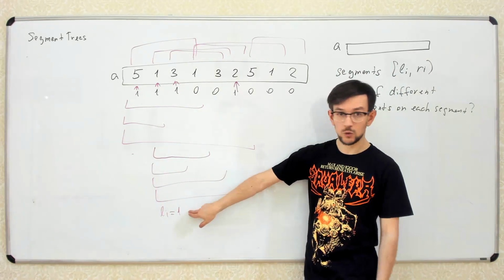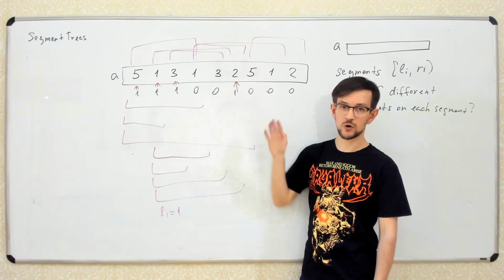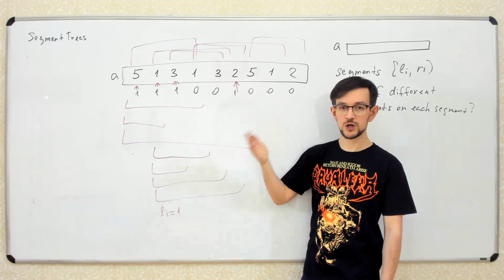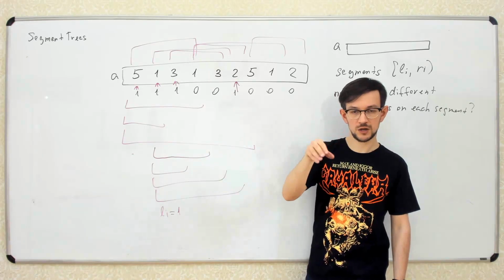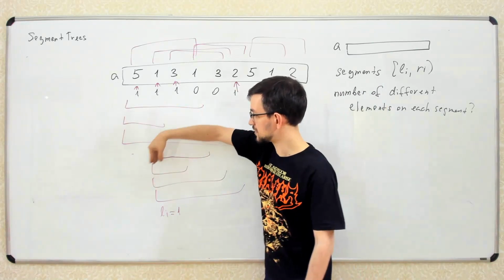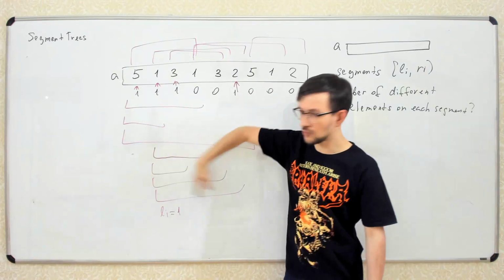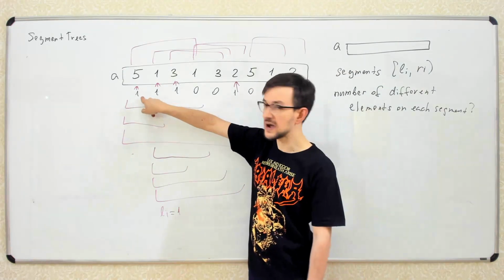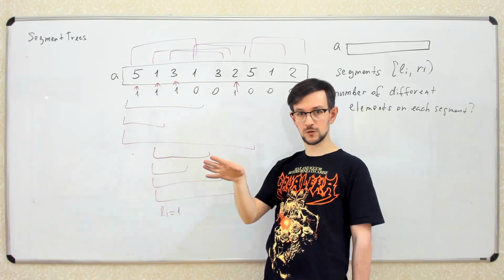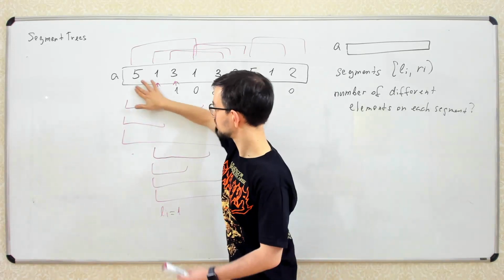Again, when the left border is equal to 1, we need for each segment to calculate the number of unique elements in this segment. So let's find all the unique elements. For each element, we find the leftmost position where we have this element. But this 5 is not inside this segment anymore. So this 5 is outside of this scope, and we need to remove it. It is not the leftmost element anymore, because it is outside of this segment. So we remove this 5.